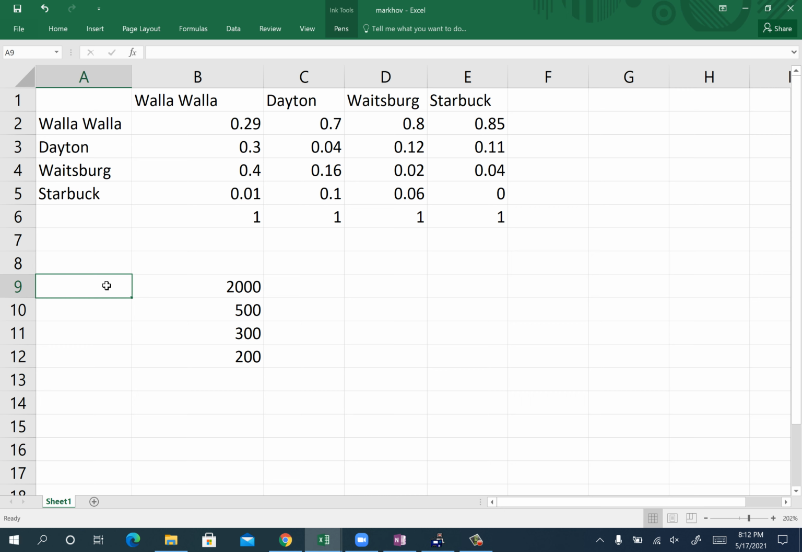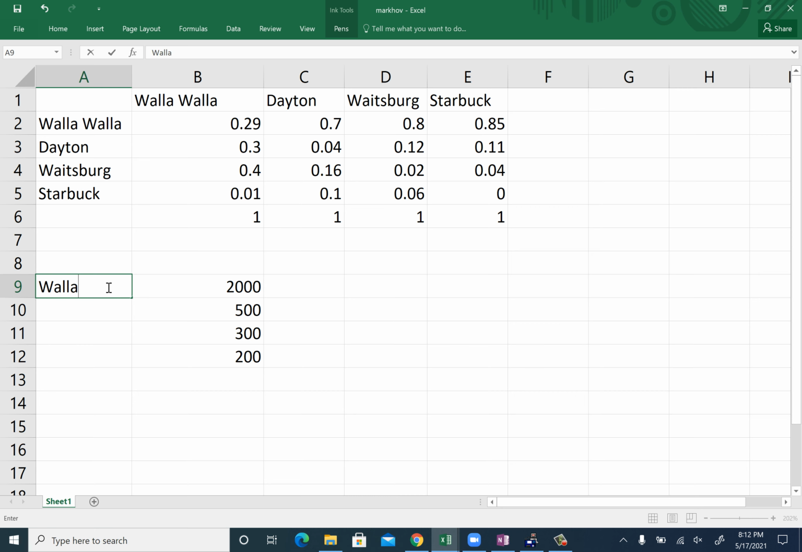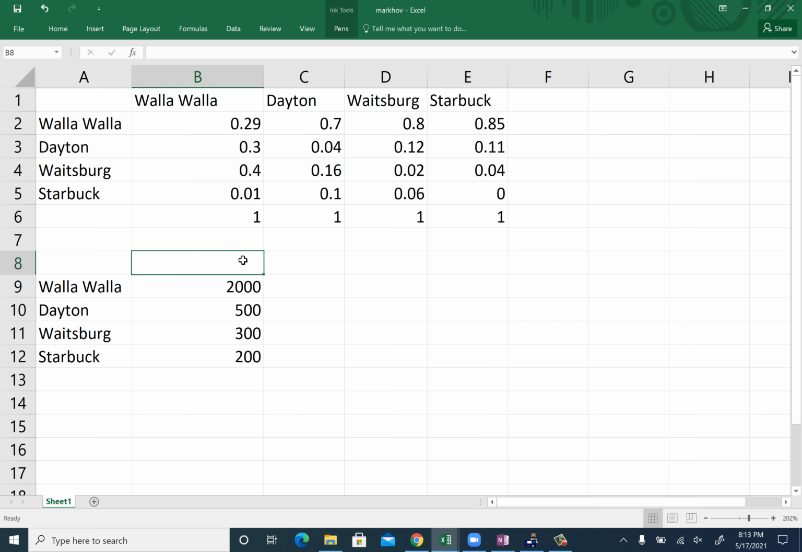There were 500 in Dayton, 300 in Waitsburg, and 200 in Starbuck to start with. And there you go. Now the question will be, this is initially, or if you want, day 0. A good way to think about that. So day 1, where will they be?